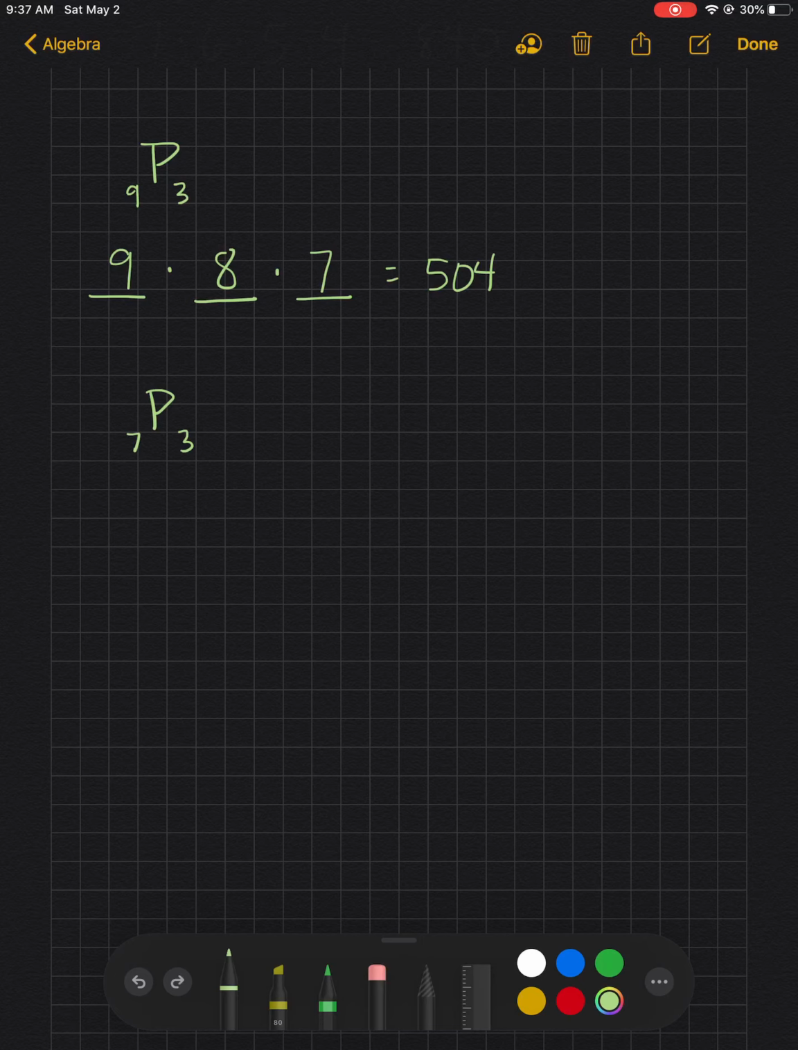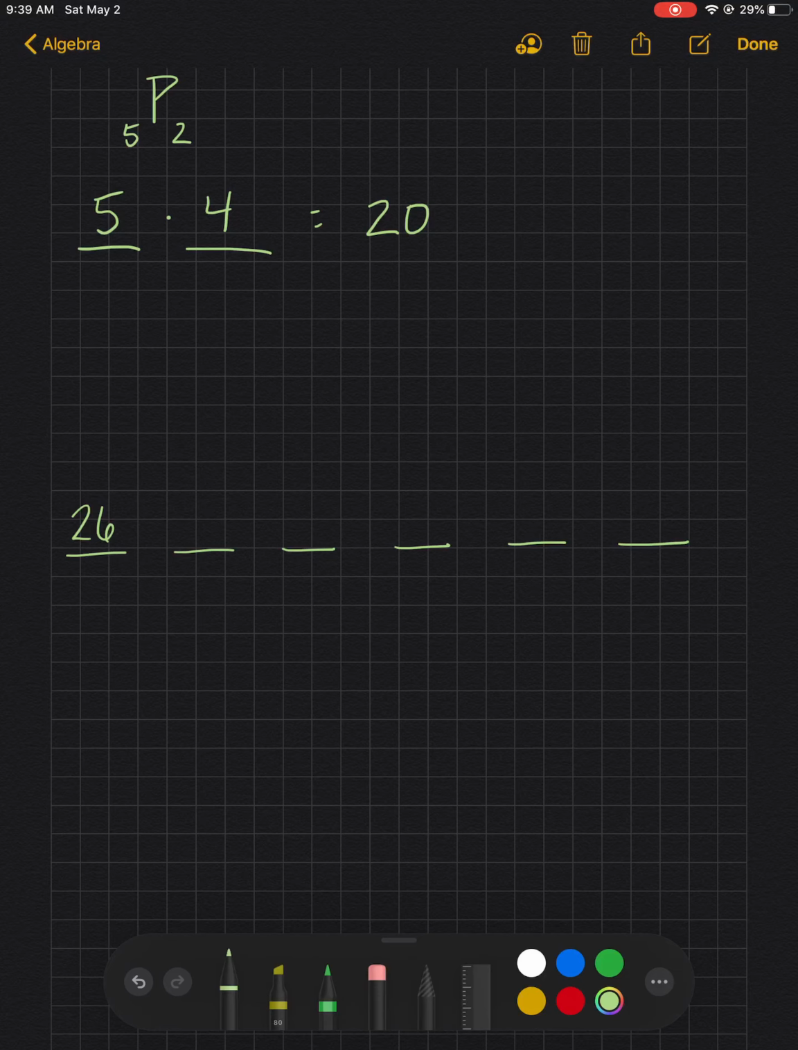So how many choices would we have for the first letter? We would have 26 choices, because there are 26 letters in the alphabet. How many choices would we have for the second letter? We would have 25 choices, because we've used one of them. How many choices for this spot? We would have 24. How many for this spot? 23. How about for that spot? 22. And for that spot, 21.